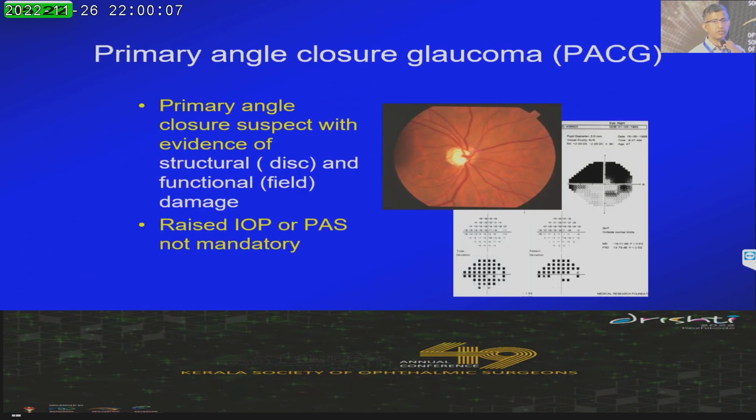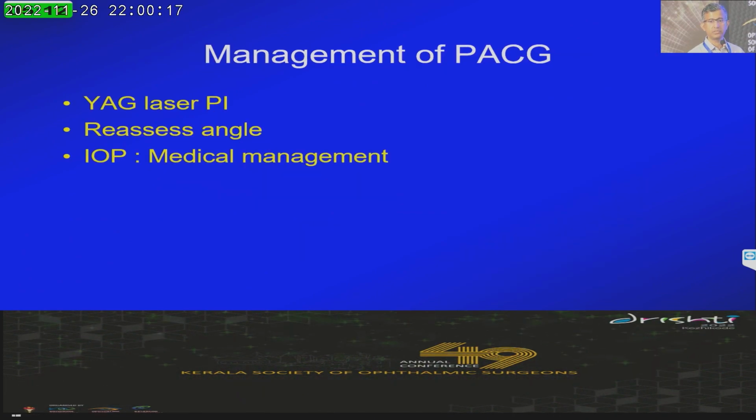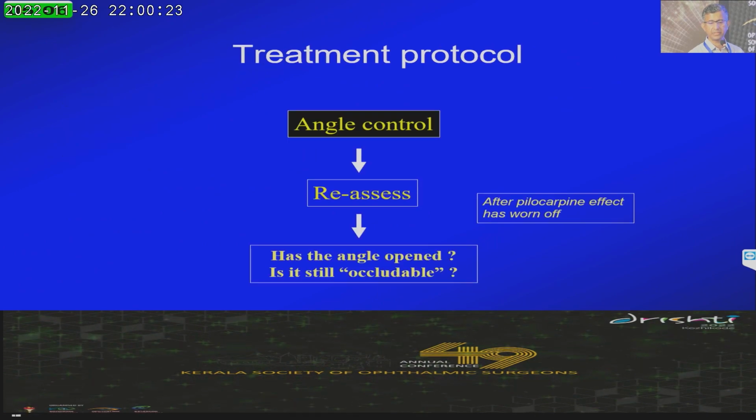So in primary angle closure glaucoma, now this is somebody with definite disc or field changes. Raised IOP or peripheral anterior synechiae are not mandatory for the diagnosis. So here what is the situation? You do the YAG-PI, you reassess the angle, and intraocular pressure is treated medically and if required surgically. So the angle control you need to reassess. The story doesn't end when you do the YAG-PI.